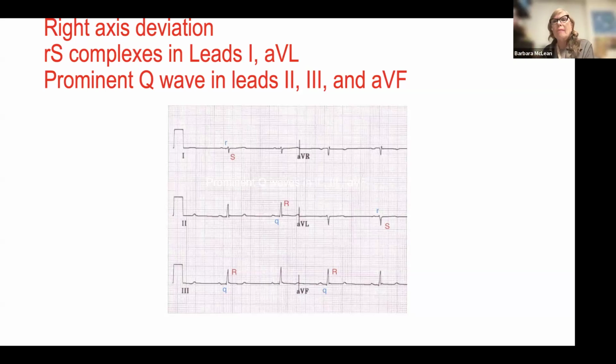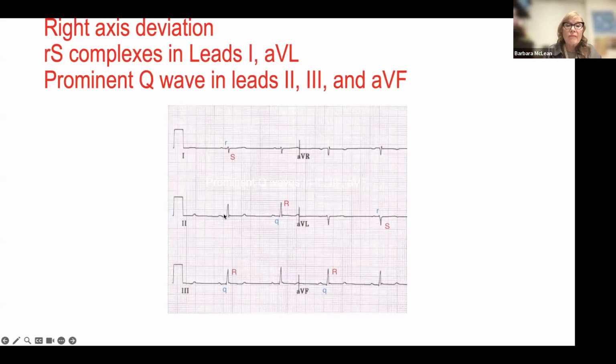Now, I really would like to have my chest leads as well, but I don't have them here. So this is all I have to look at. And now I'm looking for a mirror image, meaning if I have a small R and a deeper S in 1 and AVL, I'm expecting a small Q and a big R in 2, 3, and or AVF, which I indeed do.